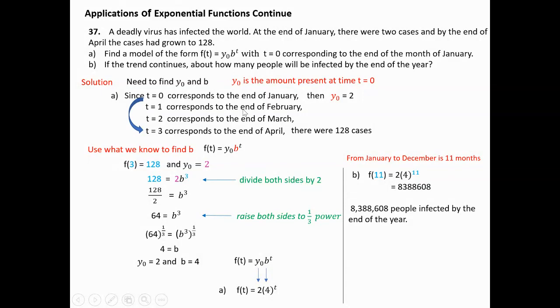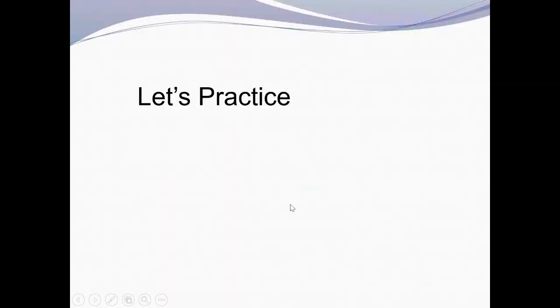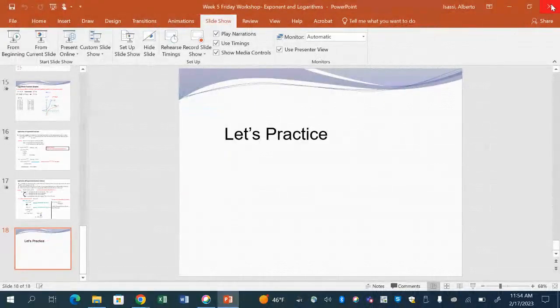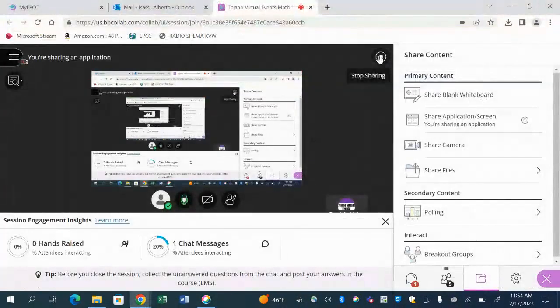Okay, that's how we use exponential functions in real life. And I believe this was a very good example to use because it actually happened. Okay, guys, that's it for this PowerPoint, and I just hope you enjoyed it. Let me go back without sharing the screen.